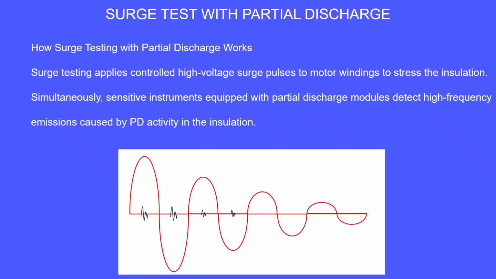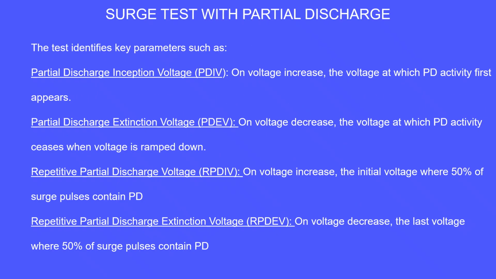The test identifies key parameters such as partial discharge inception voltage, PDIV. This is on voltage increase, the voltage at which PD activity first appears. Partial discharge extinction voltage, PDEV. This is on voltage decrease, the voltage at which PD activity ceases when voltage is ramped down.